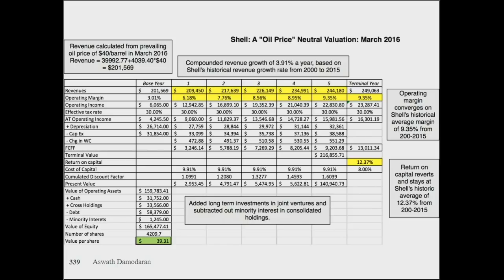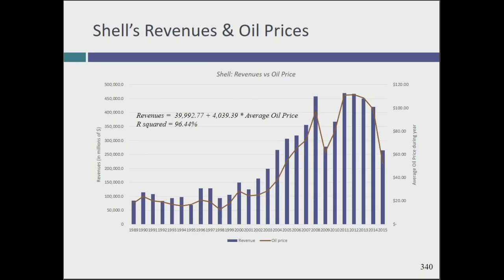So I'm going to jump a page to the next one to show you what I had to do. This is actually Royal Dutch revenues every year from 1989 through 2015, dollar revenues. And I've superimposed on it the average oil price every year. Do you think the two move together? Yeah, clearly they do. I didn't trust it, so I said, let me compute an R-squared. I compute an R-squared, I get a 96.44% R-squared.